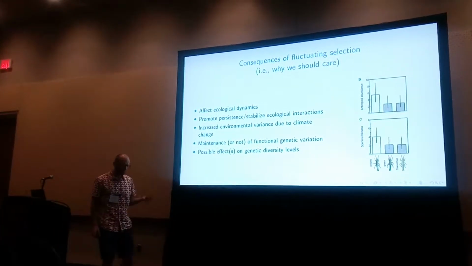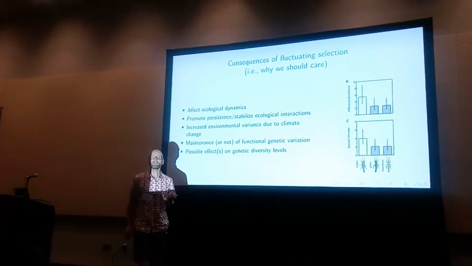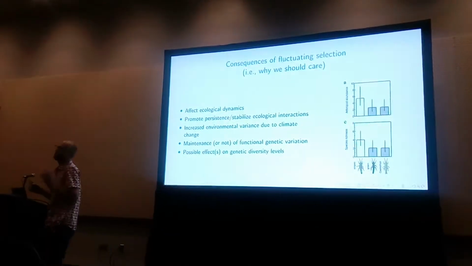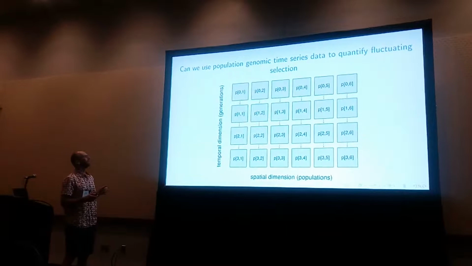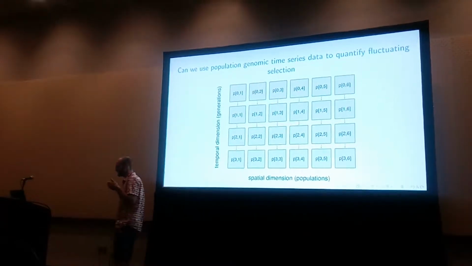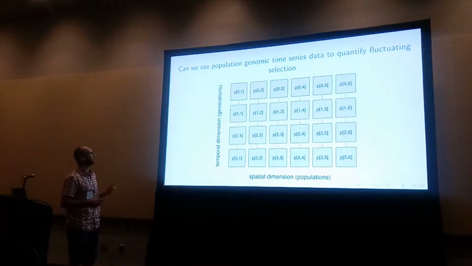There are also potential genomic consequences. Fluctuating selection has the potential to maintain functional genomic variation, and it may be important for affecting diversity levels overall, or perhaps not. So with that in mind, what I want to think about today is, can we use population genomic time series data to detect fluctuating selection when we're thinking about a polygenic trait?